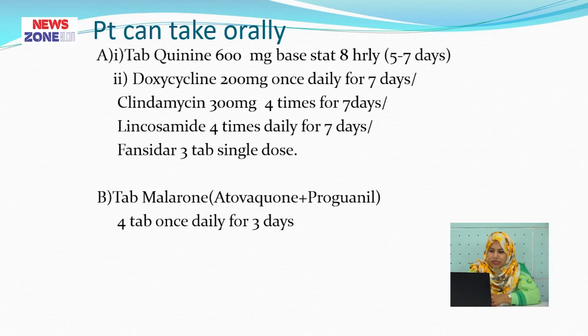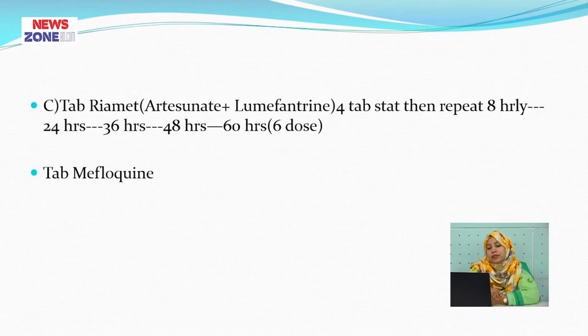Fansidar is a combination drug. Then number B is tablet Malarone, that is atovaquone and proguanil, that may be given 4 tablets once daily for 3 days. Tablet Riamet, that is the combination of artemether and lumefantrine, 4 tablets stat, then repeat after 8 hours, then 24 hours, then 36 hours, then 48 hours and then 60 hours. Total 6 doses. And then tablet mefloquine can also be given.